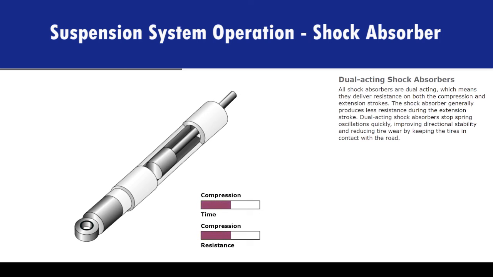All shock absorbers are dual acting, which means they deliver resistance on both the compression and extension strokes. The shock absorber generally produces less resistance during the extension stroke. Dual acting shock absorbers stop spring oscillations quickly, improving directional stability and reducing tire wear by keeping the tires in contact with the road.